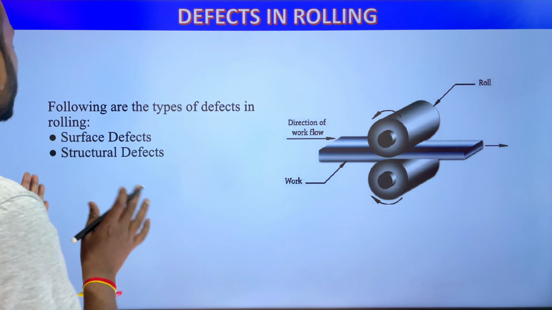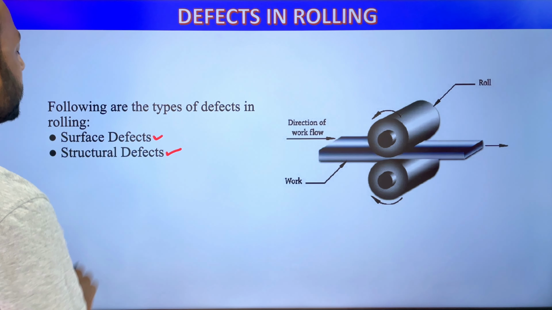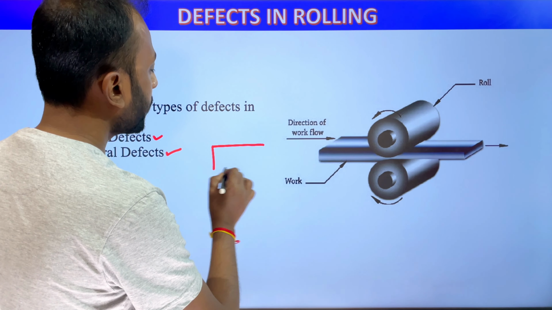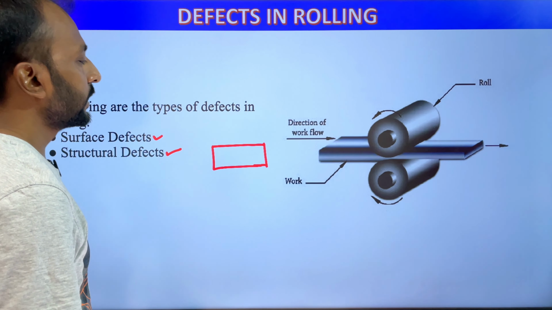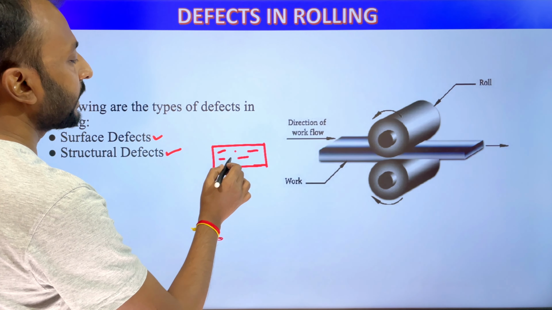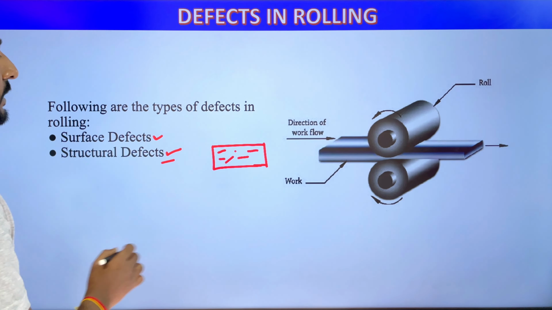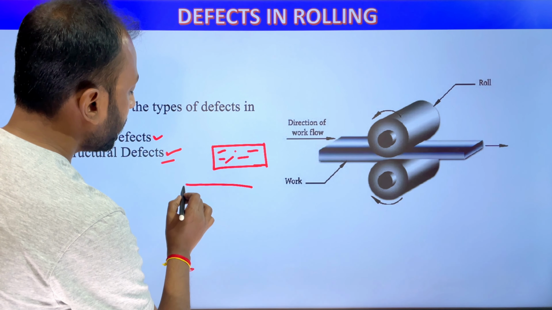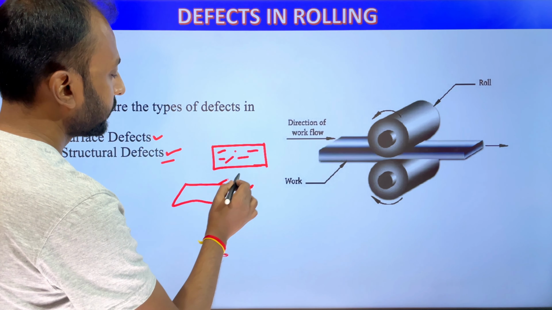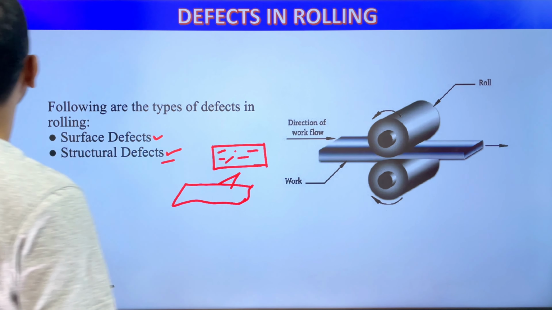I will be discussing the major rolling defects one by one. There are two types of rolling defects, surface defects and structural defects. With surface defects, when we are producing a product using the rolling process, the defects will be only on the surface, such as surface cracks or surface scale. With structural defects, the whole structure will be deformed, or there may be cracks which will affect the overall structure of the rolling product.